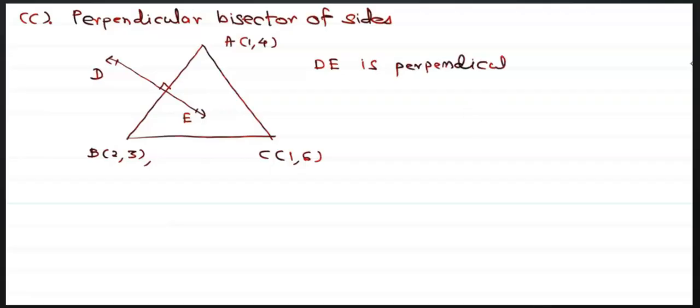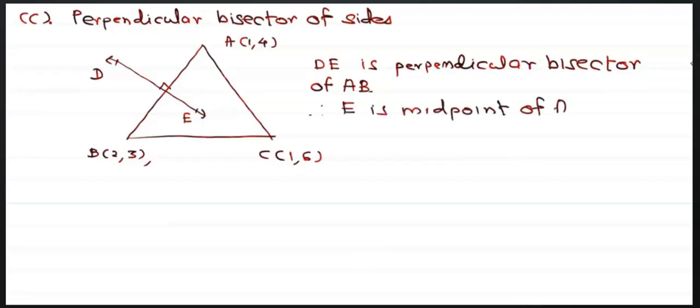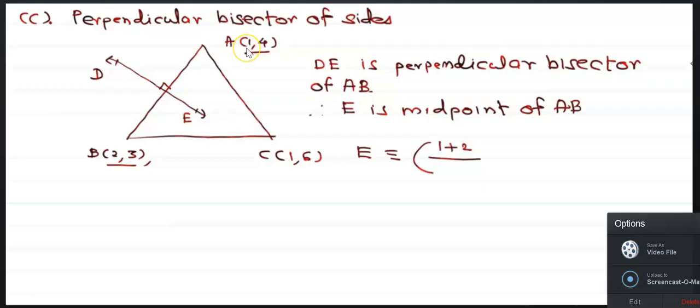DE is the perpendicular bisector of AB. We will find out the midpoint of AB: 1 plus 2 upon 2, that is 3 by 2, and 4 plus 3 upon 2, which is 7 by 2.